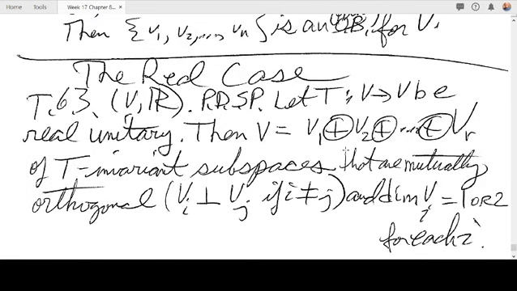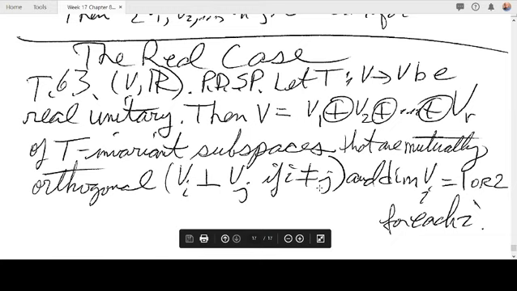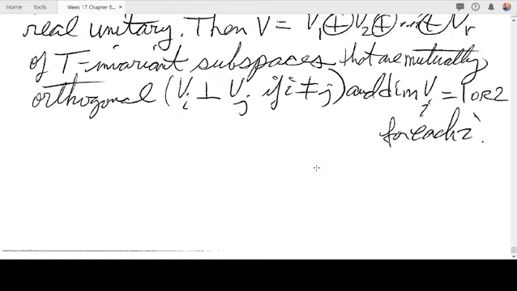The real case, you see then that if T is an operator that's real unitary, then the vector space can be decomposed into a direct sum of invariant subspaces, V1 direct sum V2 direct sum dot, dot, dot, direct sum V sub R, that are mutually orthogonal to each other. That concludes our video.